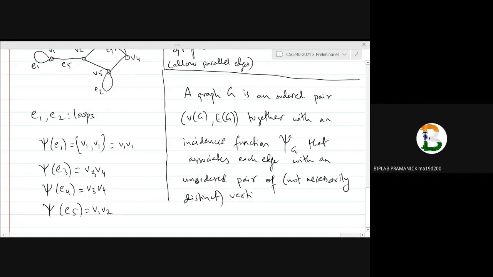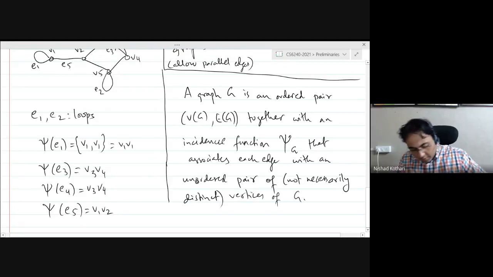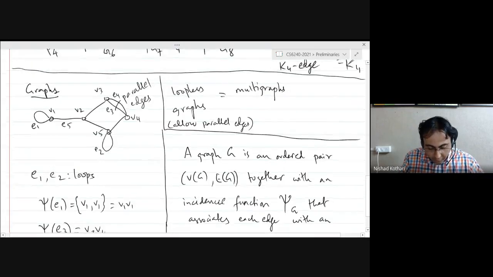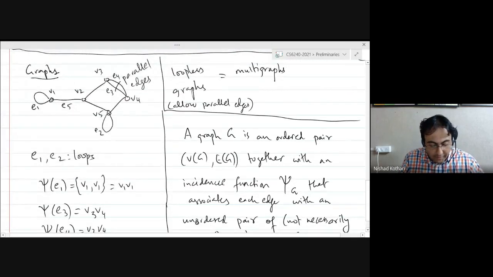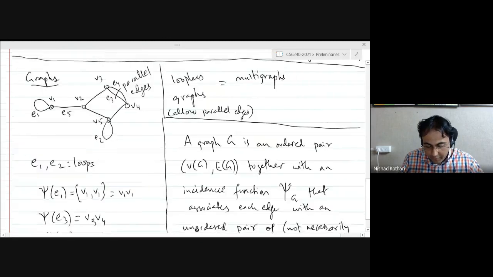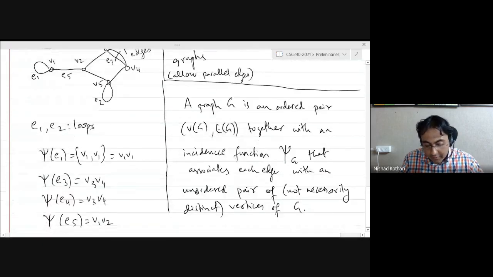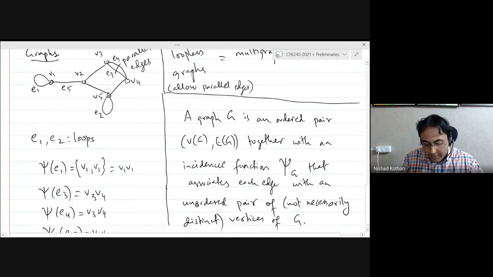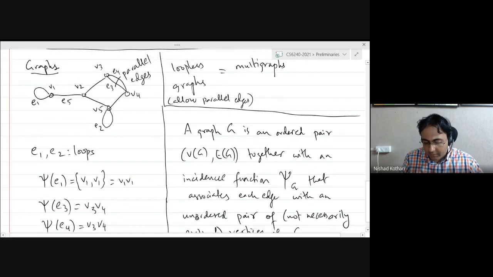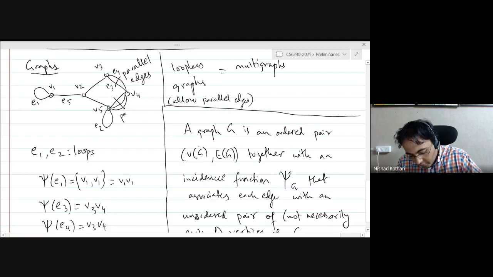Sir, do parallel edges have the same name? No, I gave them different names, E3 and E4, but their ends are the same. So the labels I gave to the edges are different, E3 and E4. They are parallel with each other, if you like. But their ends are the same. So psi of E3 is the same as psi of E4. Does that make sense? Yes, sir. Okay. So for example, you could have three parallel edges between two vertices, and then all of them would be parallel.